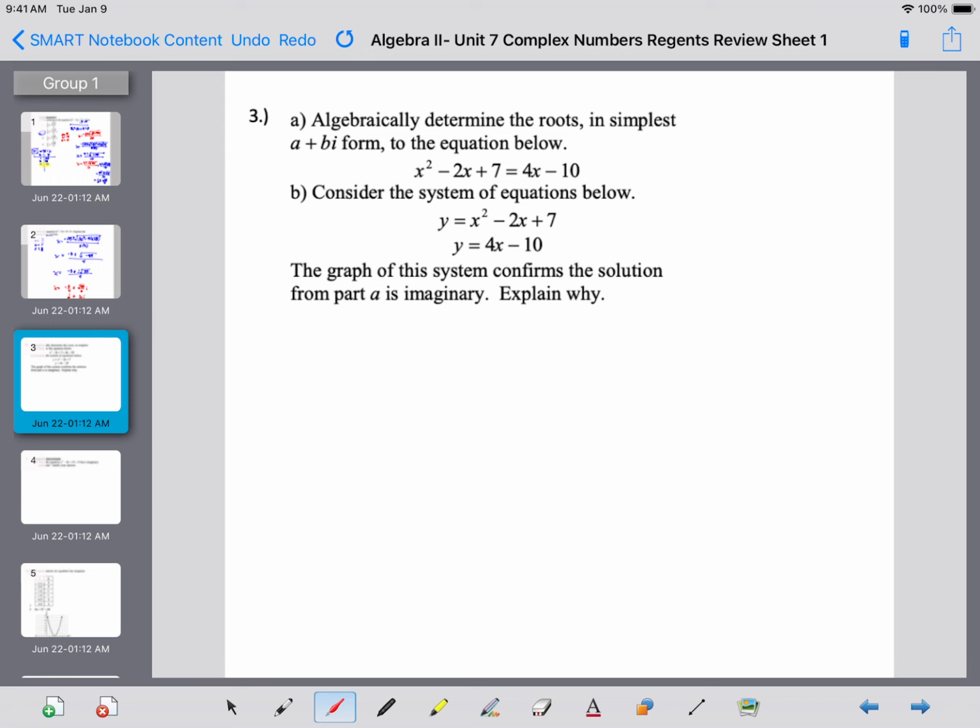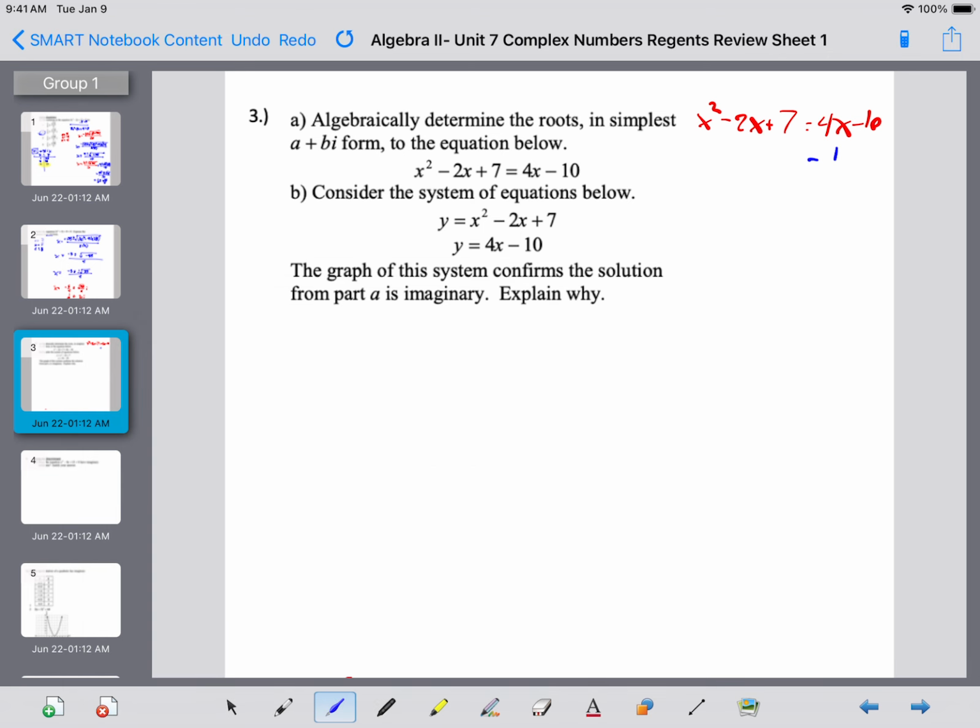For number 3, algebraically determine the roots in simplest form, a plus bi form, to the equation below. Consider the system of equations below. The graph of this system confirms the solution from part A is imaginary. Explain why. So first, let's solve. You want it to equal 0 before you use the quadratic formula.